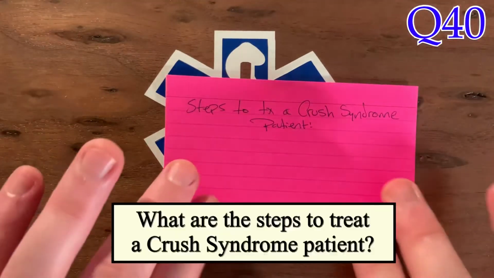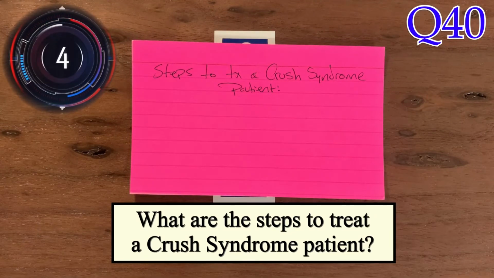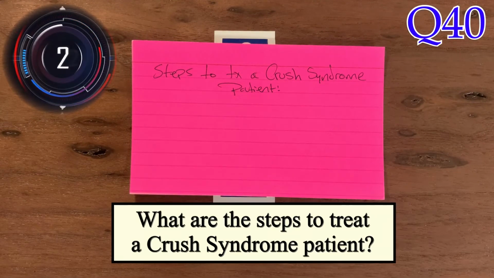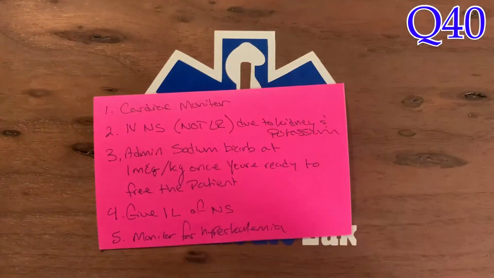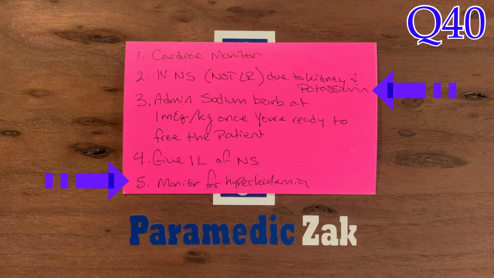What are the steps in order to treat a crush syndrome patient? So a crush syndrome patient needs to be handled very delicately due to a condition known as rhabdomyolysis. We'll get into the details in part 2, but essentially what happens is there is an excess of released potassium into the bloodstream. This, as you may already know, can cause a host of cardiac dysrhythmias.